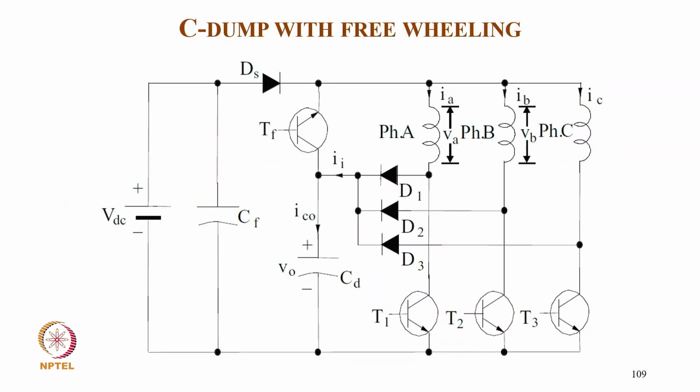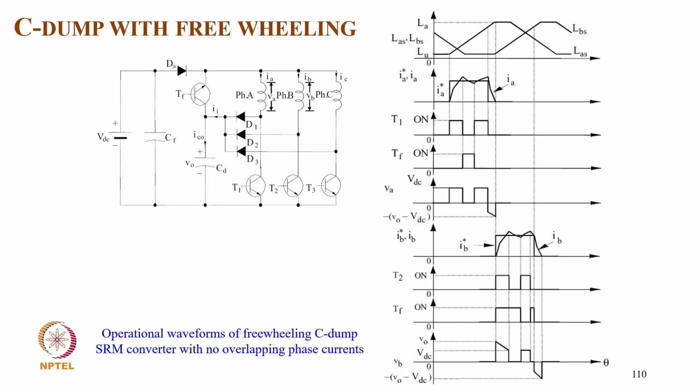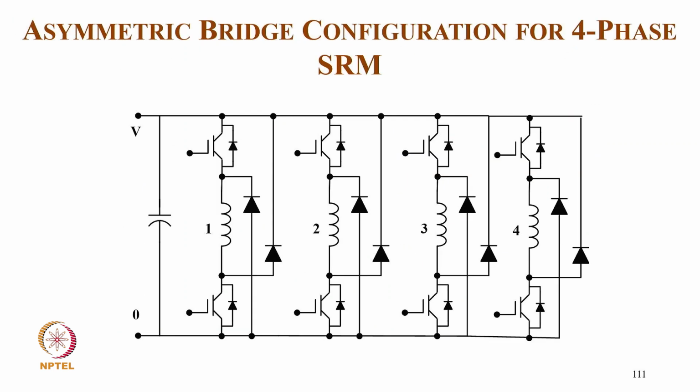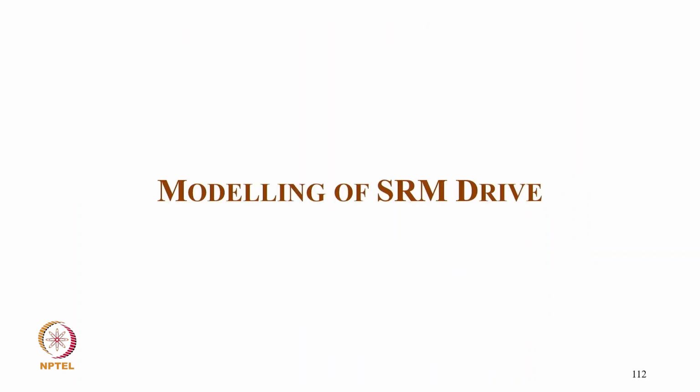Then this is another operation, C-dump with the pre-zone. Here also we have a single transistor, and then freewheeling there, but this transistor is shared among all. And this is the operation of this and its waveform. Now coming to the asymmetric bridge configuration for a 4-phase SRM as shown here in the figure.